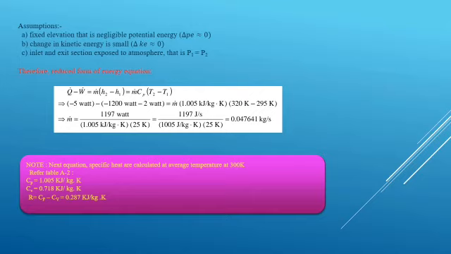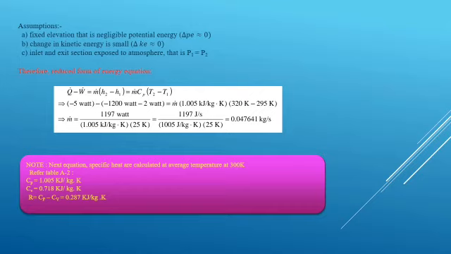Therefore, the reduced form of the energy equation, so we use this equation: Q minus W equal to m in bracket h2 minus h1 equal to m C in bracket T2 minus T1. So we obtain the m. Okay, note.